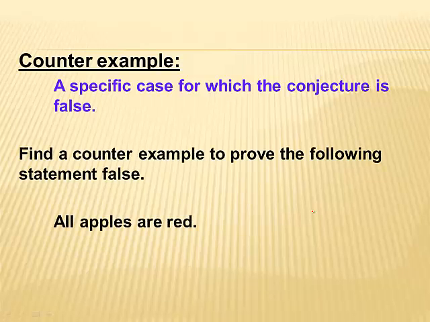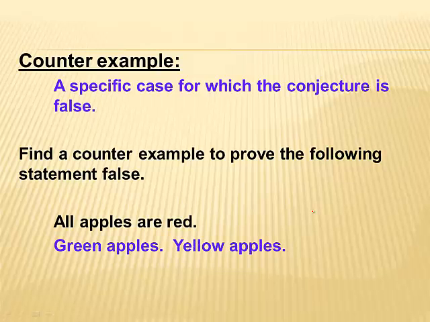So find a counterexample to prove the following statement is false. Well, if I make the generalized statement of all apples are red, somebody can come across and make a counterexample, and I can say that, well, we have green apples, we have yellow apples. So automatically that statement makes my conjecture false. So we call that a counterexample.